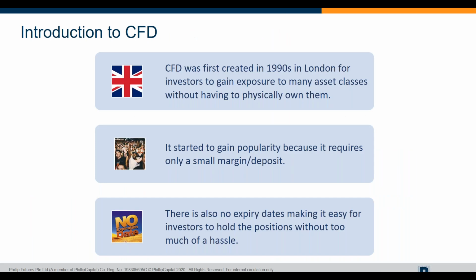All right, a bit about the background of CFD. It was actually first created in the 1990s in London, for investors to gain exposure to many asset classes without having to physically own them. Eventually it also started to gain some popularity because it requires only a small margin to initiate a larger position. What this sentence means is basically it's a leverage contract lah. You don't need a huge amount of money. You need only the exact amount of money to start a position of that magnitude. You can just deposit a small amount and trade a big contract. Okay, so that's what it means.